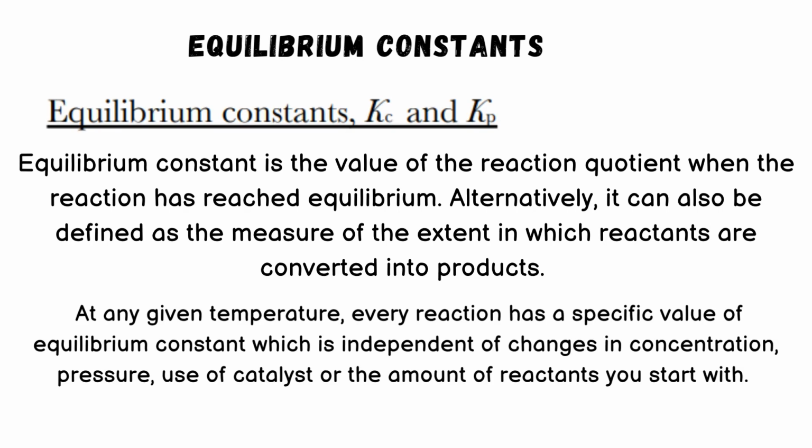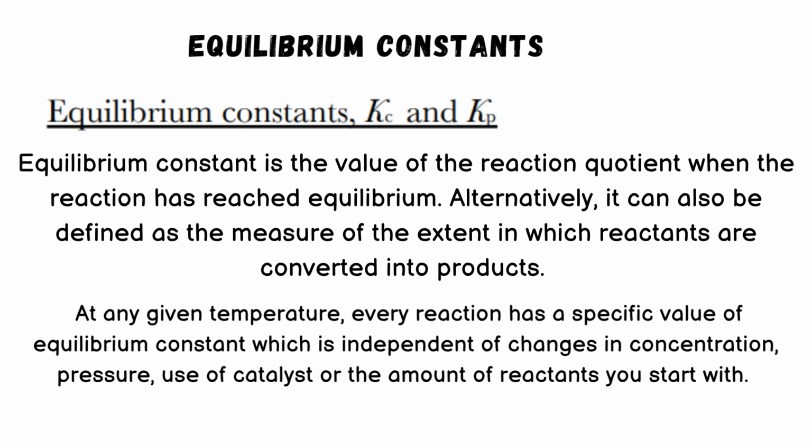Equilibrium constants Kc and Kp. Equilibrium constant is the value of the reaction quotient when the reaction has reached equilibrium. Alternatively, it can also be defined as a measure of the extent to which reactants are converted to products.